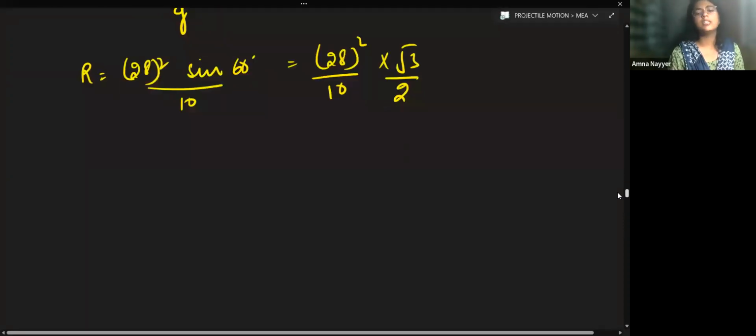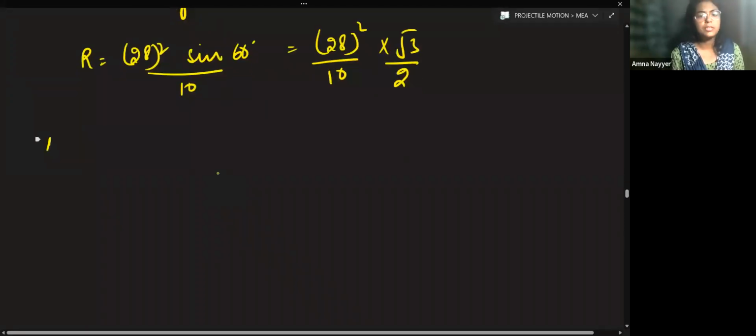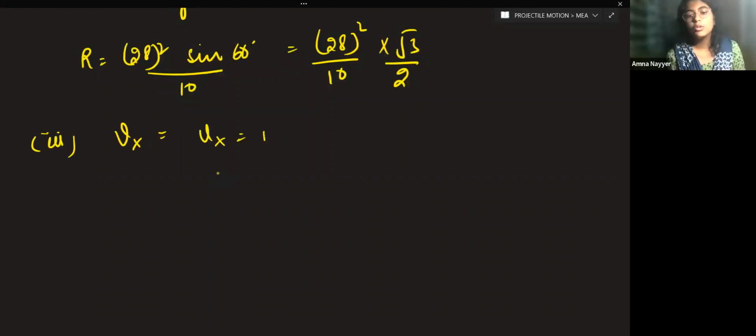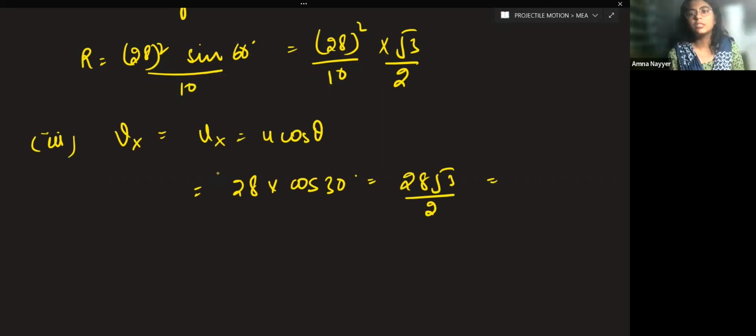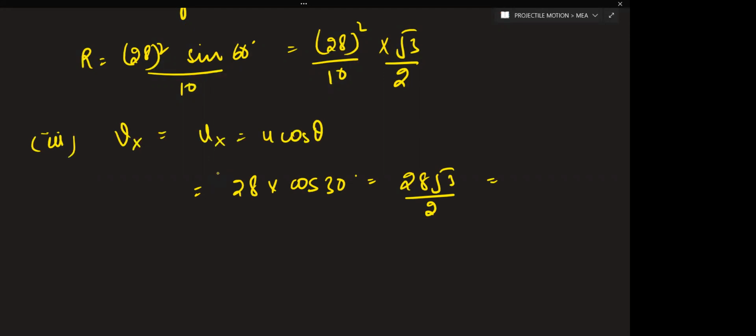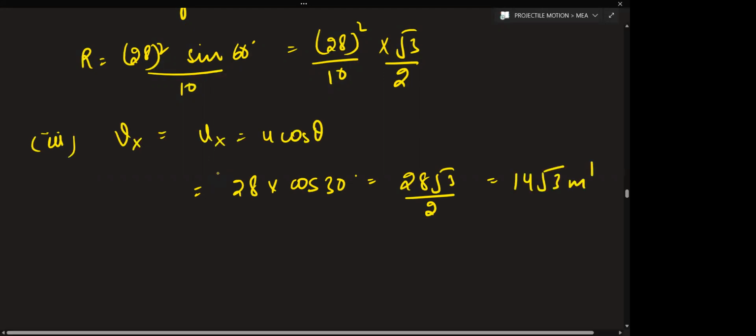Last part is asking you the velocity. See, velocity along the x-axis will be what? Ux, because velocity does not get changed. So you have u cos theta. u is 28, theta is 30 degree, so it will be cos 30 degree. So that will give you 28 root 3 by 2, which will be equal to 14 root 3 meter per second.